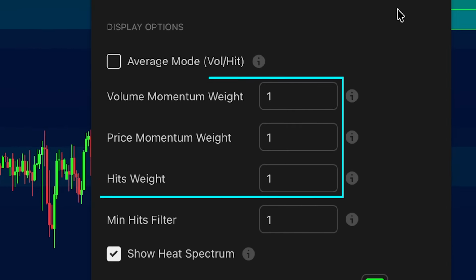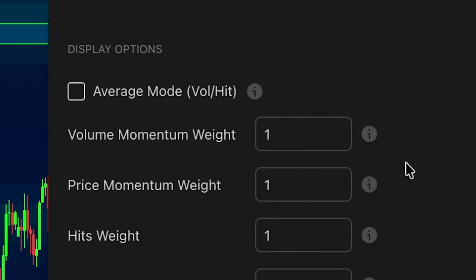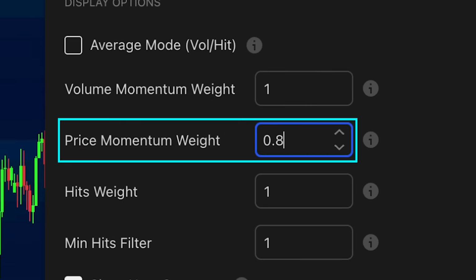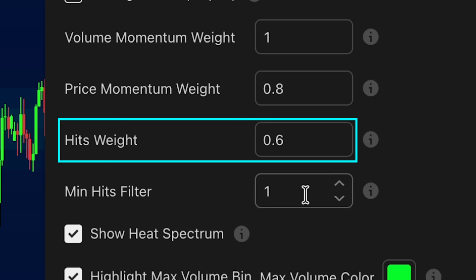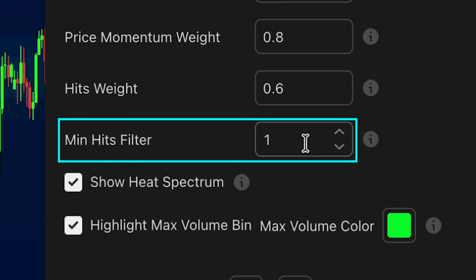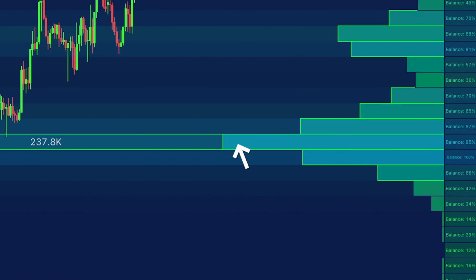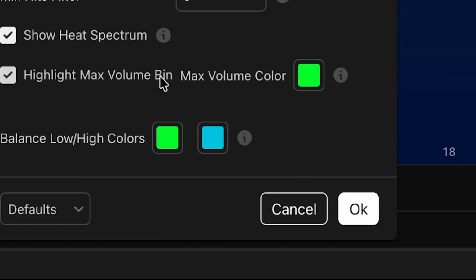After that, you'll see 3 weight parameters: volume momentum weight, price momentum weight, and hits weight. For balanced emphasis across all 3 components, set volume momentum weight to 1.0 to reward symmetrical flow. Set price momentum weight to 0.8 to emphasize compression zones, and set hits weight to 0.6 to favor revisited levels. Set min hits filter to 3 to remove single-touch bins that distort the profile. Also enable highlight max volume bin to identify the point of control, the dominant price level institutions care about most. Once you've adjusted these settings, click OK.